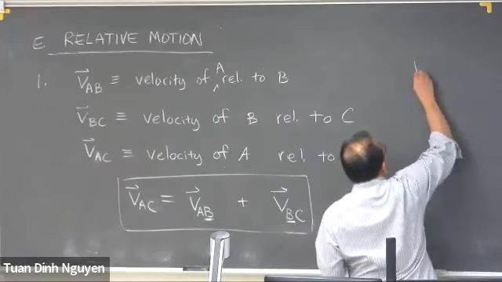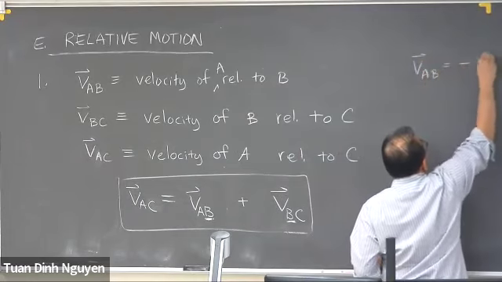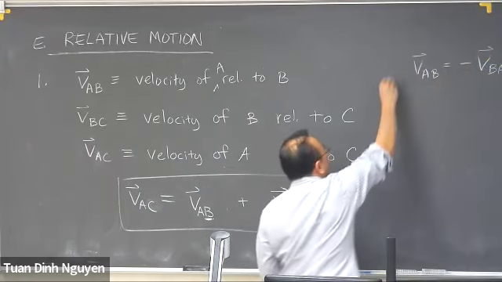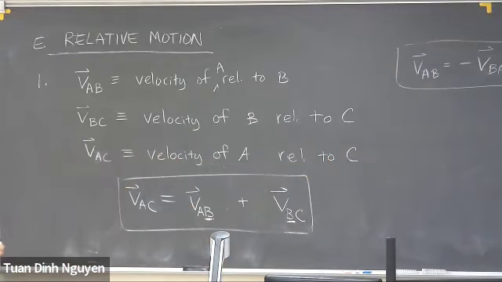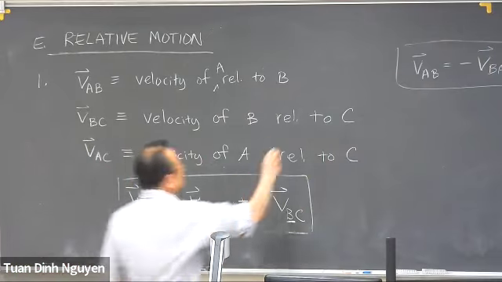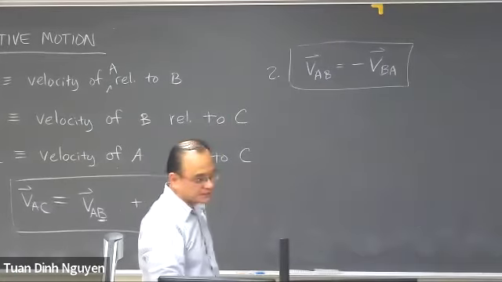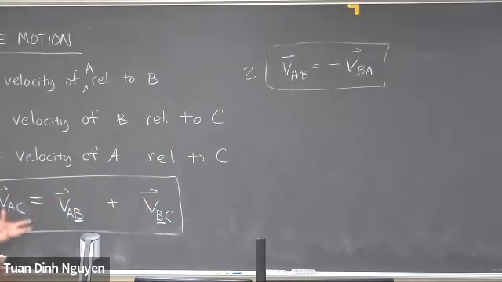And then the last thing would be knowing that VAB equals minus VCA. So if we switch a motion, it's going to be opposite. When you're moving relative to something, the other thing will see you going the opposite direction. Now, treat this like a vector addition problem. You just have to figure out what the vectors are. Once you do that, break it into components and then add them together. Add or subtract.